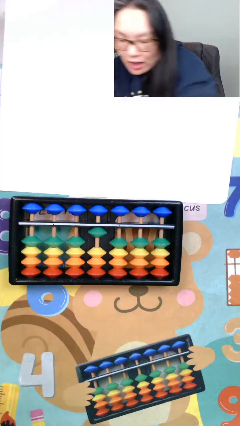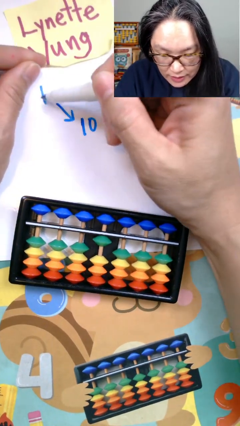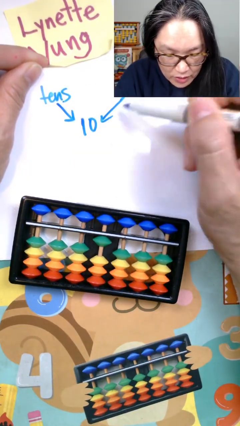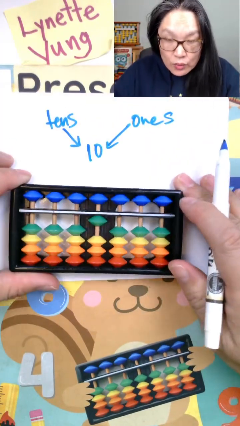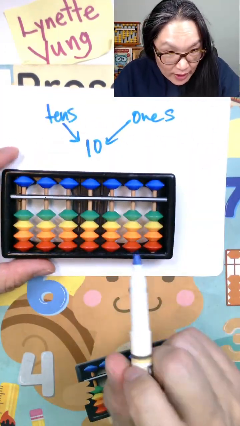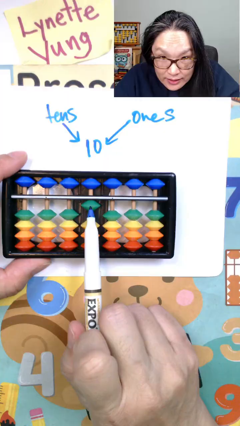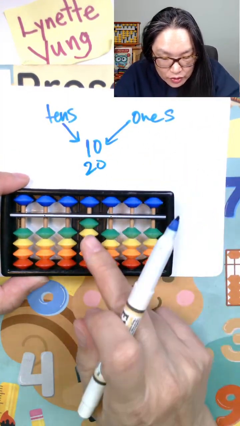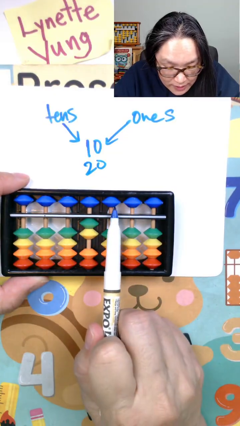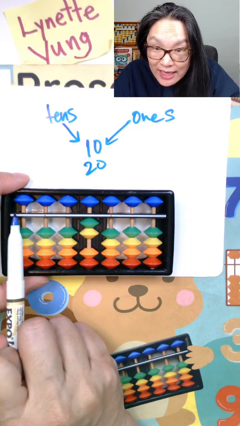So just as we talked about 10, right? So this is tens. We know how we write this: this is the ones and this is the tens. When we look at it on the abacus, it's the same way. This is the ones, this is the tens. So this is 20, just as we write 2 and a 0. So we have our ones, our tens, our hundreds, our thousands, and our 10,000.